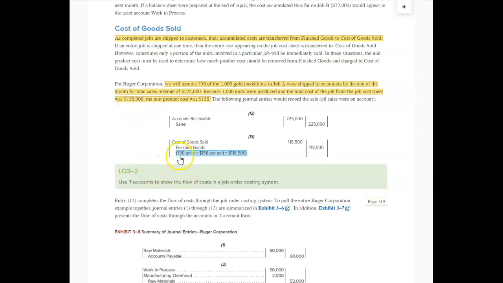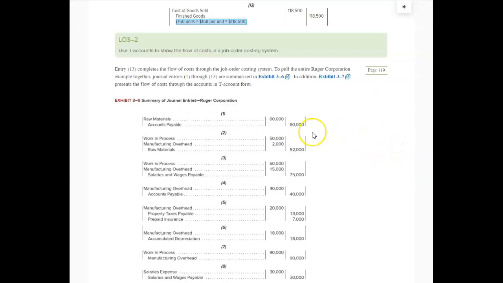So if we sell 750 units and our cost to produce these was $158 per unit, multiply. And so we have $118,500 in cost for these units that we sold. So debit cost of goods sold, $118,500, and credit finished goods inventory, $118,500. The selling price hopefully is higher than our cost. So you can see we debited accounts receivable and credited sales for $225,000. And here's a review of all the entries we just went through.